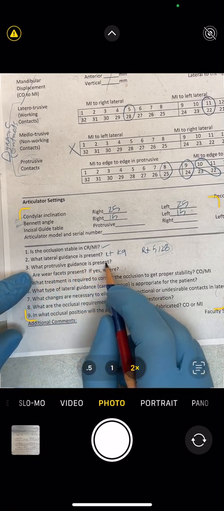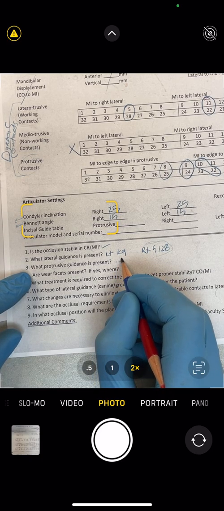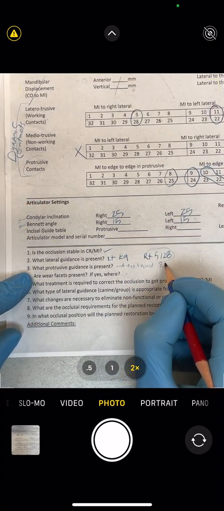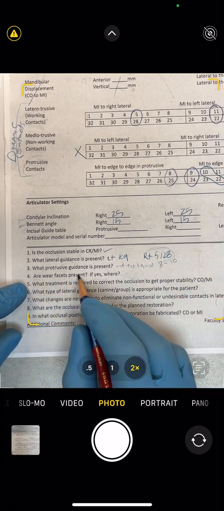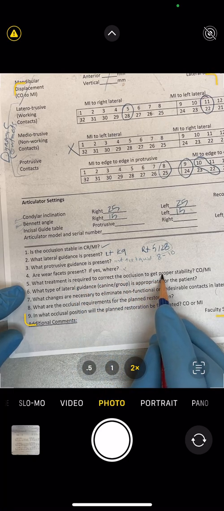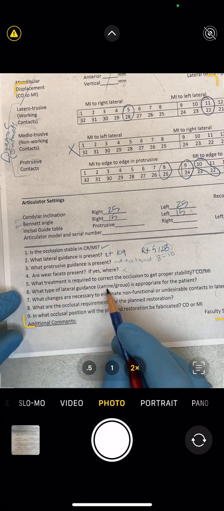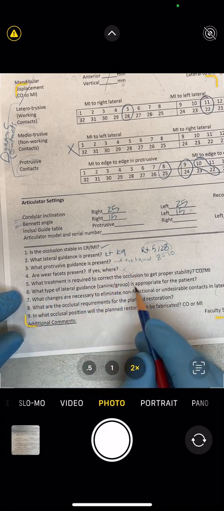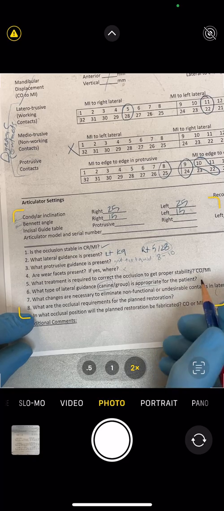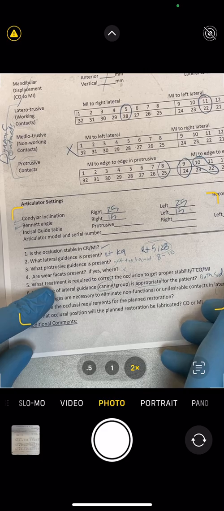What protrusive guidance is present? I can call this anterior teeth guidance, 8 to 10. Are there wear facets? No. What's the treatment required to correct occlusion to get proper stability? This is not applicable. What type of lateral guidance is appropriate for the patient? We answered that here. I think canine guidance for both sides, right and left. So you can write canine guidance for both sides.